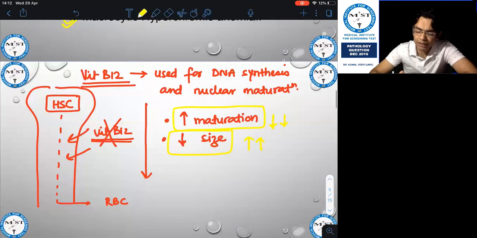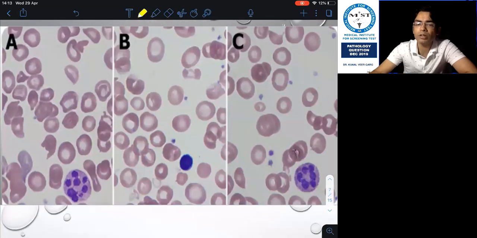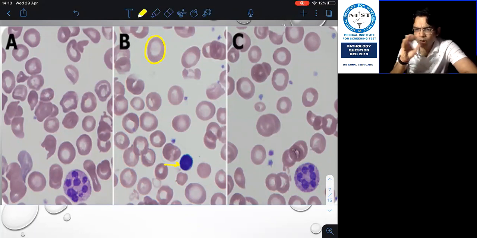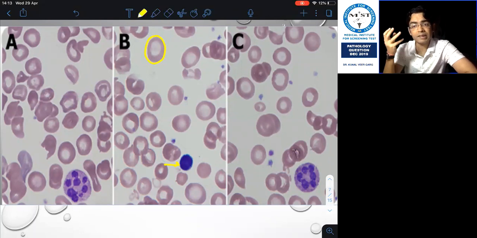What other things you can get? See, this is a picture of macrocytic anemia, and you can see big cells here. This is your RBC. See how big it has become. This is a small lymphocyte. Now the size of an RBC is equal to a small lymphocyte. They're more or less the same. See the size difference between a small lymphocyte and an RBC. RBCs are big. That means they've become macrocytic.